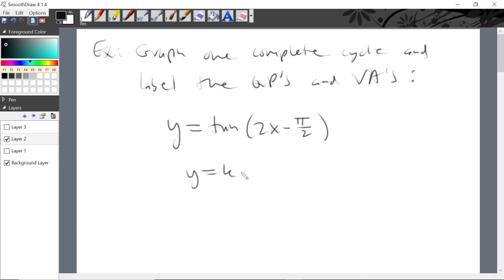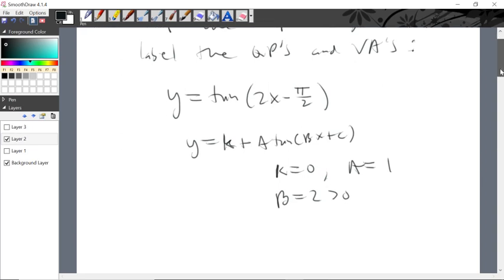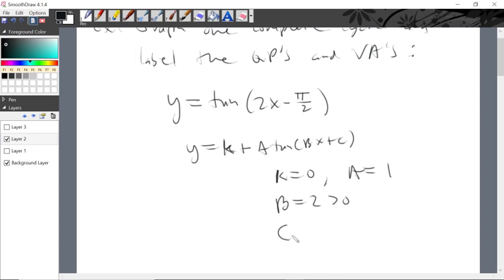So if we consider in general y equals k plus a tangent the quantity bx plus c, here we have, first, k is equal to 0. We have a is equal to 1. We have b is equal to 2, which is already greater than 0, so we don't have to deal with the odd property of the tangent function in this case. We have c is equal to negative pi over 2.